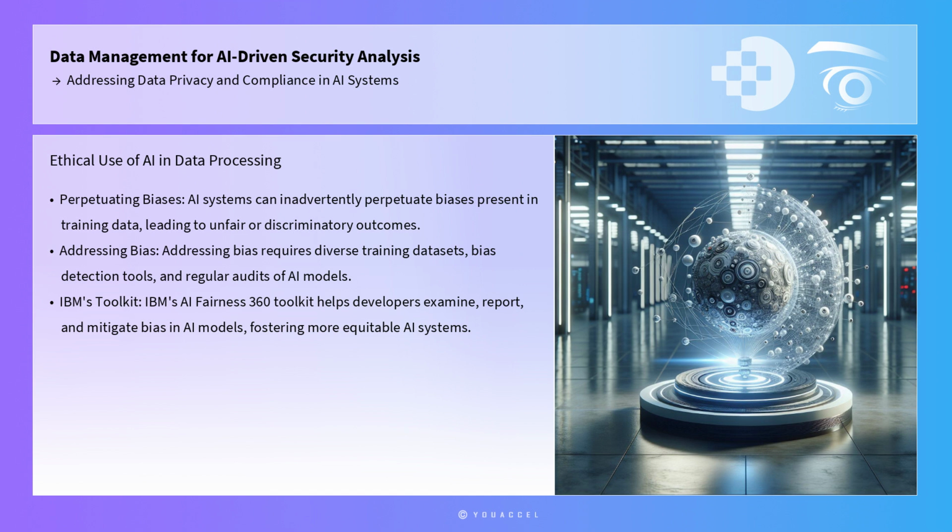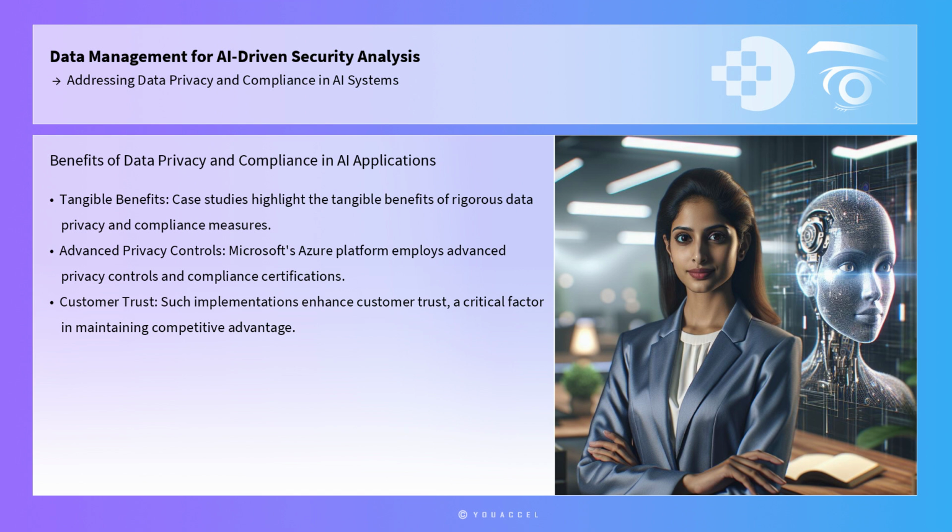Another key consideration is the ethical use of AI in data processing. AI systems can inadvertently perpetuate biases present in training data, leading to unfair or discriminatory outcomes. Addressing bias requires a multifaceted approach, including diverse training datasets, bias detection tools, and regular audits of AI models. For instance, IBM's AI Fairness 360 Toolkit helps developers examine, report, and mitigate bias in AI models, fostering more equitable AI systems.